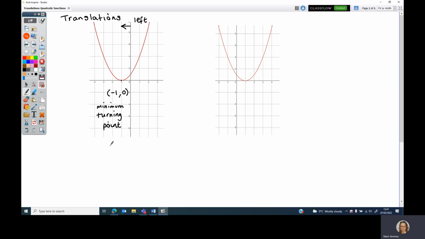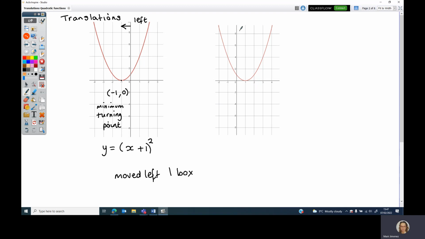So the equation for this graph is y equals bracket x plus 1 all squared. So there's a little squared outside the bracket. So if it's add 1 in the bracket, that means it's been moved left by one box. So an add in the bracket here in the equation means that the minimum turning point has negative 1, so it's the opposite sign.